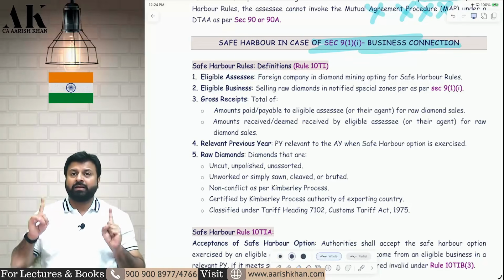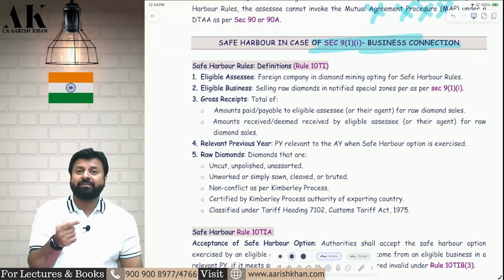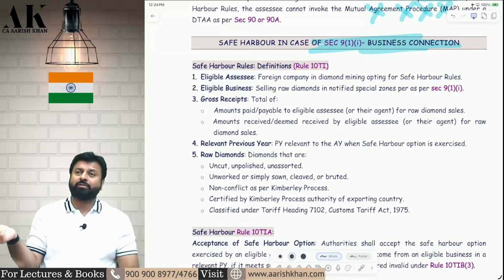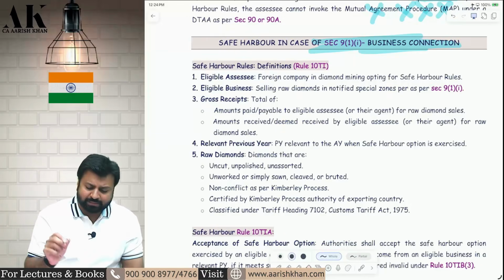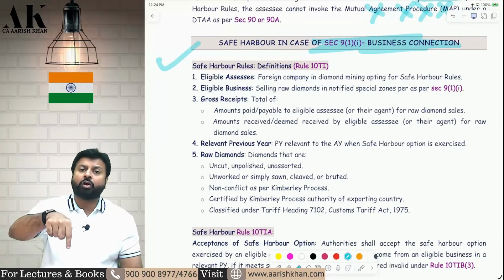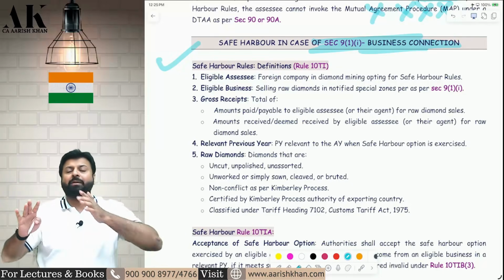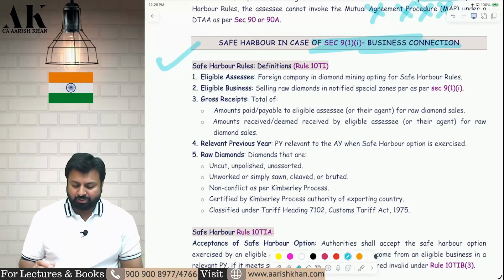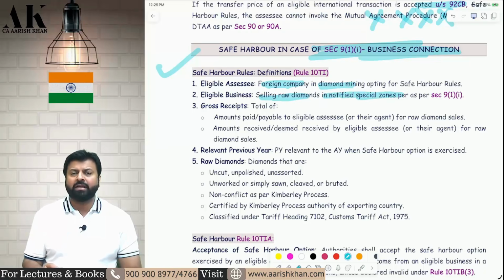So there is a catch over here. If the foreign company is coming to Mumbai, Bharat Diamond Bourse, or the Surat Diamond Bourse, and confining its activities only to display, then that is not subject to tax. What if they come to a special notified zone and sell? Then it is taxable. Now, if it is taxable, then safe harbor is applicable. So safe harbor is applicable for sale of raw diamonds in a special notified zone. For only display, safe harbor is not applicable, because in that case it is not taxable anyway. So, who is the assessee? A foreign company engaged in diamond mining. What is the assessee's business? Selling raw diamonds in a special notified zone, Bharat Diamond Bourse, Mumbai, and Surat.